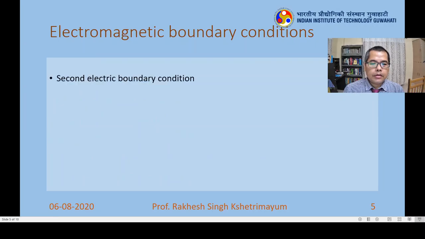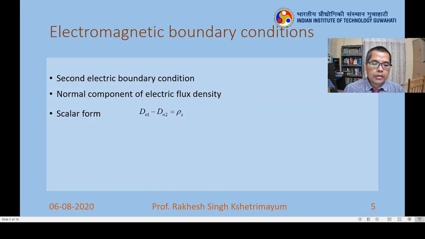Let's go to the second electric boundary condition. It has to do with the normal component of the electric flux density. In scalar form, we can write the equation as DN1 minus DN2 is equal to rho s. What is DN1? DN1 is the normal component of the electric flux density in region 1. DN2 is the normal component of the electric flux density in region 2.